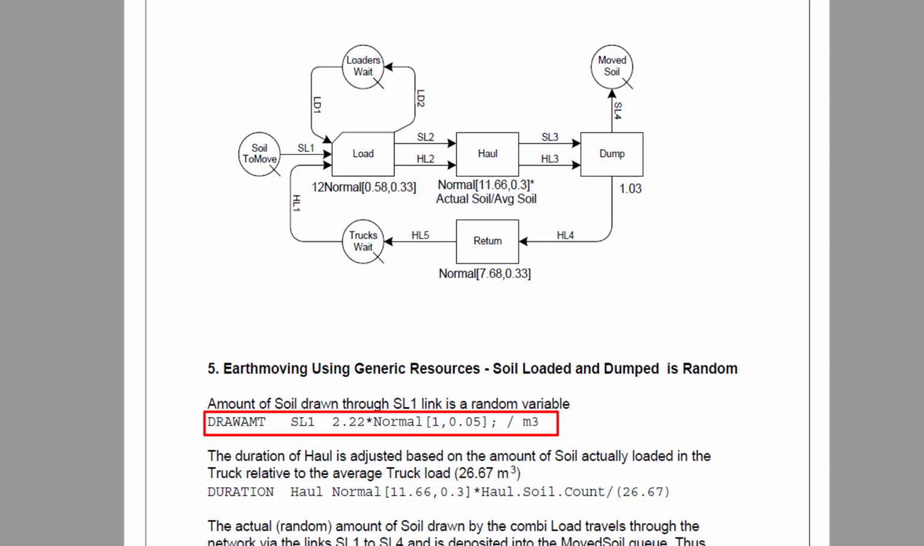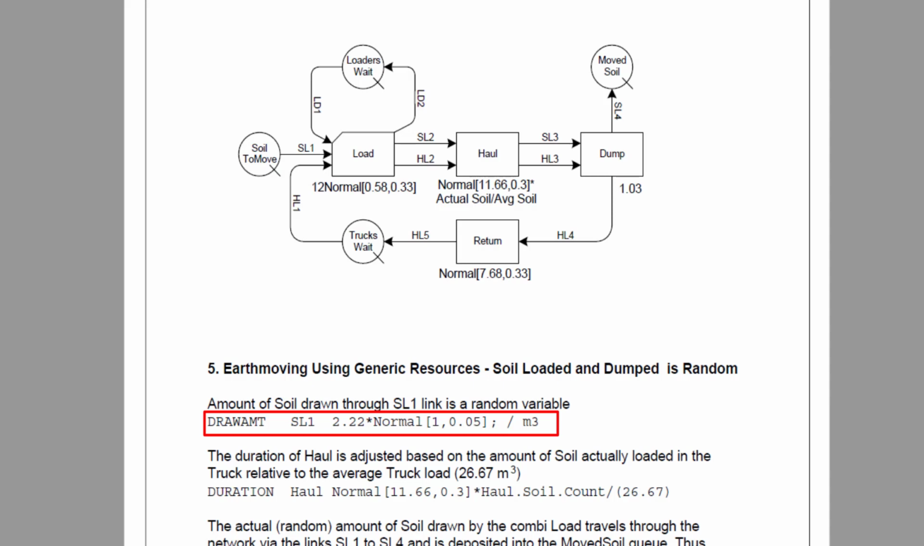To model the fact that the amount of soil that each scoop of the loader places inside the truck is random, in other words, different every time, we modify the draw amount statement for link SL1 by multiplying the constant 2.22 cubic meters by a normally distributed random variable that has a mean of 1 and a standard deviation of 5%. What this means is that sometimes the scoop that is loaded into the truck carries more than 2.22 cubic meters, and sometimes it carries less.